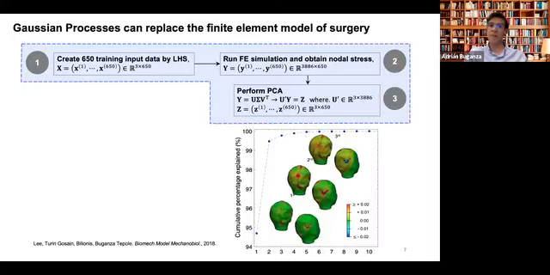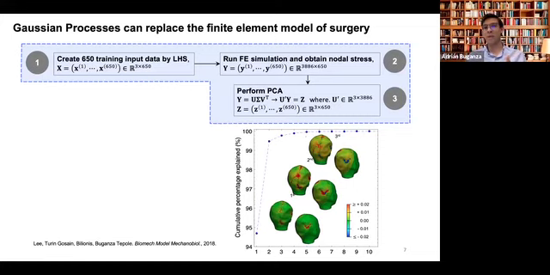So what I'll show here is that you can use a combination of Gaussian process regression with dimensionality reduction to get something that is achievable that you can evaluate many, many times. So the first step would be to sample your input space.